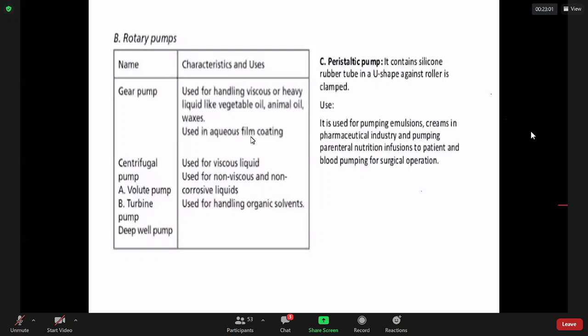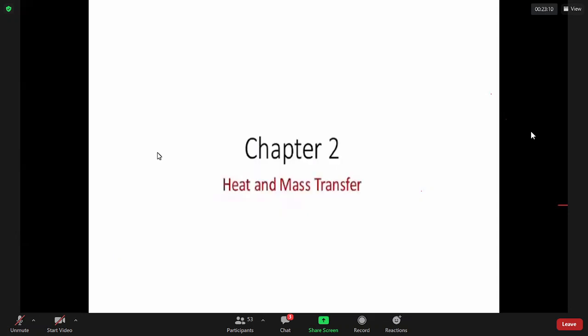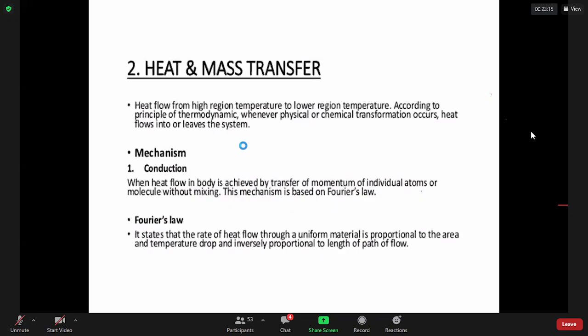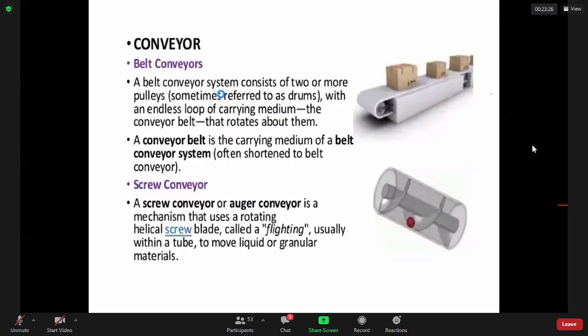Then heat and mass transfer. These ones you have heard, you've seen how heat is transferred through the mechanisms, and they are well discussed in the notes that you have, and even what we mean by a black body as opposed to a gray body. All these ones here are transferring mass. In transferring solids, there are certain things that also you need to know.